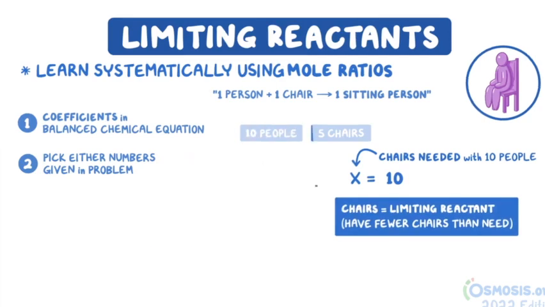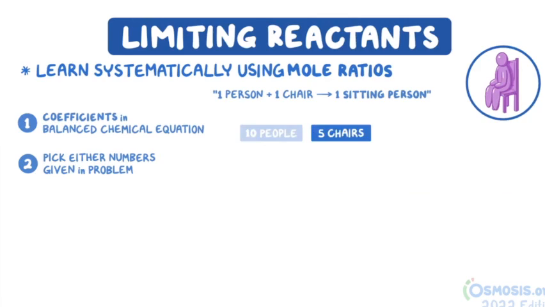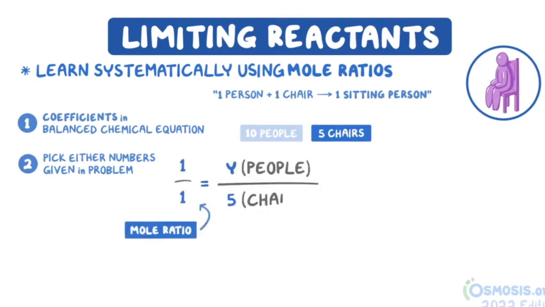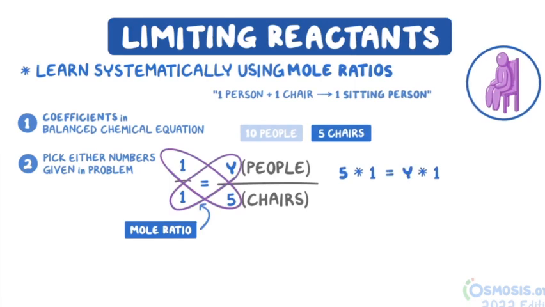Let's say that instead of picking 10 people as our first number, we instead picked 5 chairs. In this case, we would write out the mole ratio with an unknown y in place of the number of people. Person divided by chair equals 1 divided by 1 equals y divided by 5. We can solve this equation in order to get y equals 5, meaning that we would need exactly 5 people to react with 5 chairs.